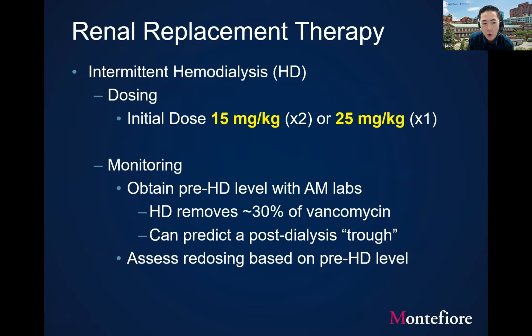dialyzed. So to start them off, you dose them initially 15 mg per kg for either 2 doses, or you can give them a big dose of 25 mg per kilo. And this is just to load them. So if they're naive to Vanc, you can give these 2 or 1 dose and you'll get them therapeutic pretty rapidly. You'll see this in HD patients.